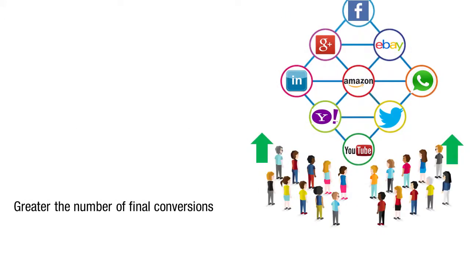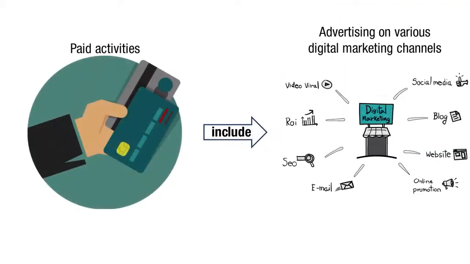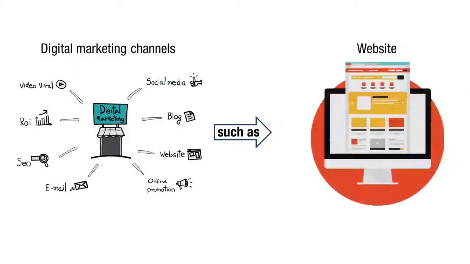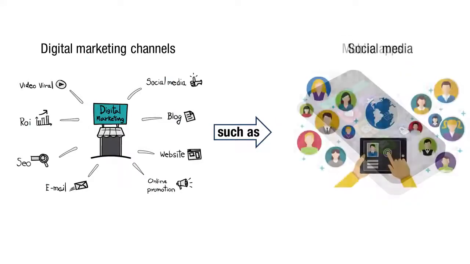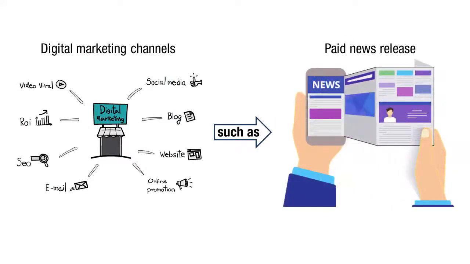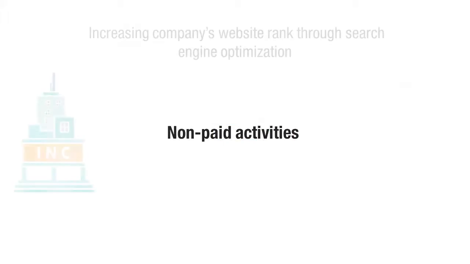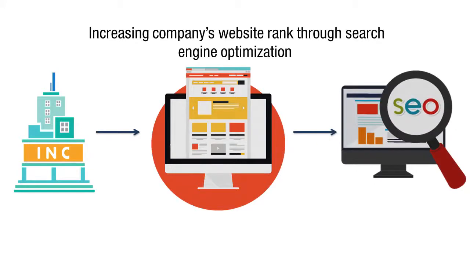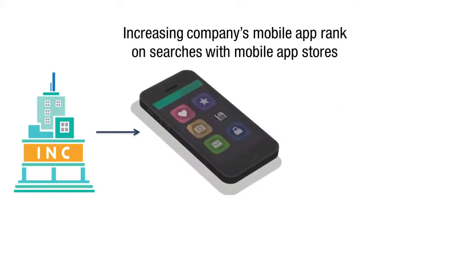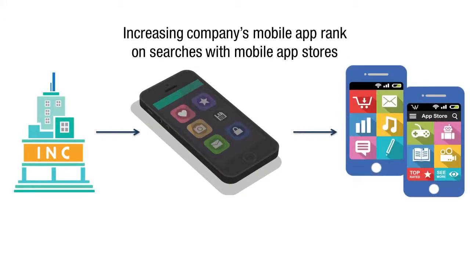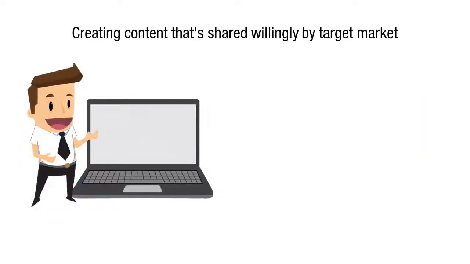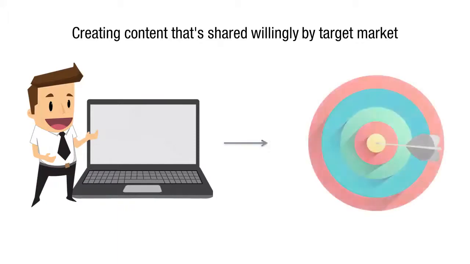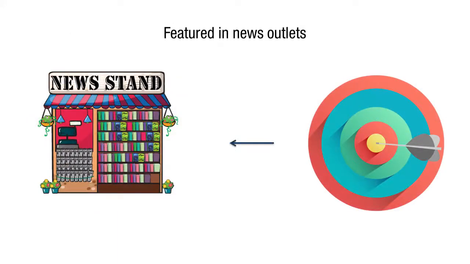Increasing this number can be achieved primarily through two methods. Paid activities, which include advertising on various digital marketing channels such as search engines, other websites, other mobile apps, social media, and paid news releases. Non-paid activities, which include increasing a company's website rank on search engines through search engine optimization, increasing a company's mobile app rank on searches within mobile app stores, and creating interesting and useful content that is shared willingly by the target market and featured in news outlets.